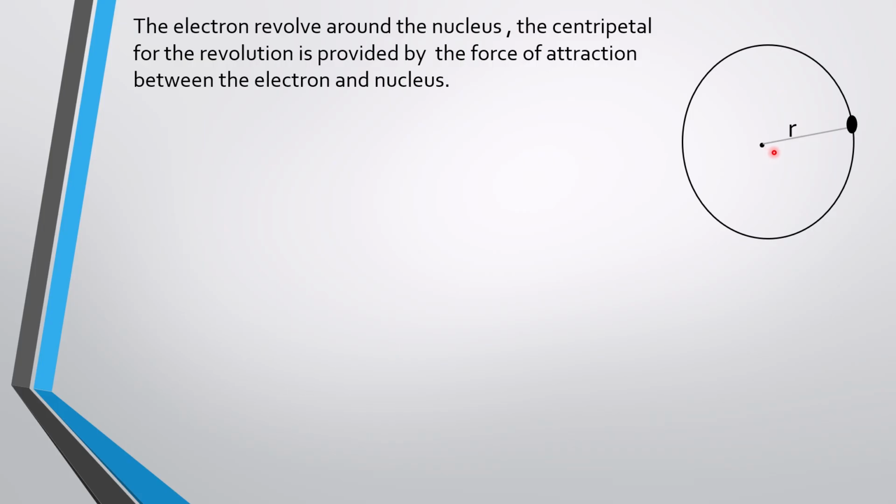There is a force of attraction between the proton and the electron. This centripetal force for revolving around the nucleus is provided by this force of attraction between the electron and the nucleus. That is, the electrostatic force of attraction between the electron and the nucleus provides the centripetal force. So we can write Fe is equal to Fc.